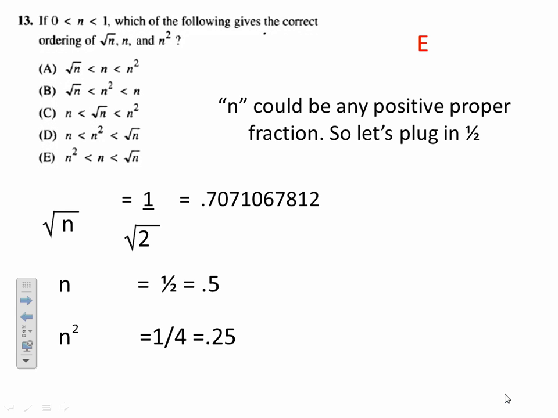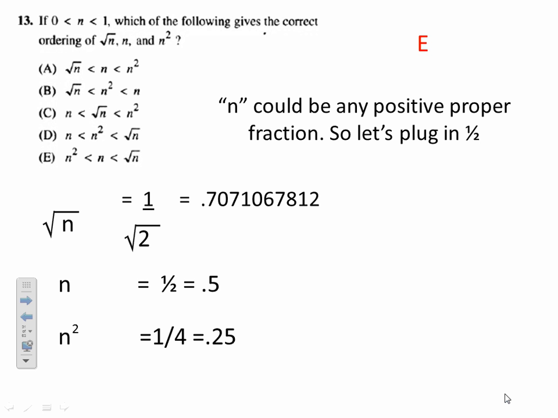This is question 13, test 6, section 2. So it says, if 0 is less than n is less than 1, which of the following gives the correct ordering of the square root of n, n, and n squared? Okay, so you want to characterize what n could be. Because it's between 0 and 1, it could be any positive proper fraction.